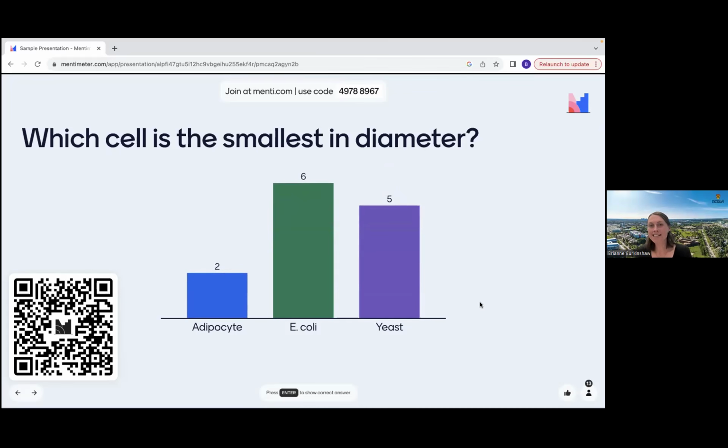All right, so I'll share the answer with you now. Out of these three cell types, the adipocyte is actually the largest. They can range in diameter from 20 to 300 micrometers. The second largest is the yeast cell, which has a diameter of about 5 micrometers. E. coli is the smallest. E. coli, and in general, most bacteria have a diameter around 1 micrometer. So our smallest cell here is E. coli, which is our prokaryotic cell.